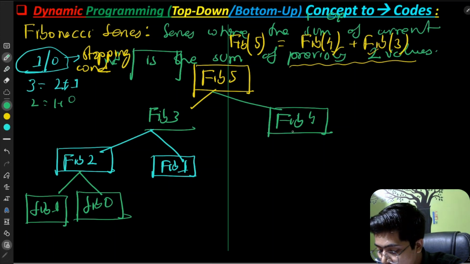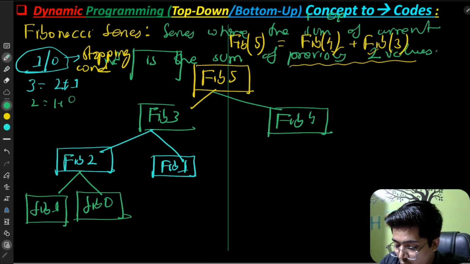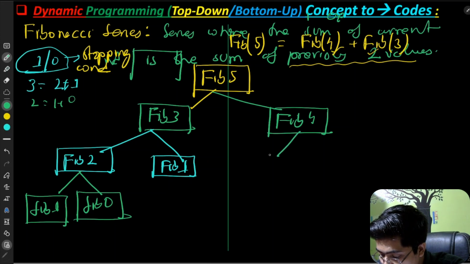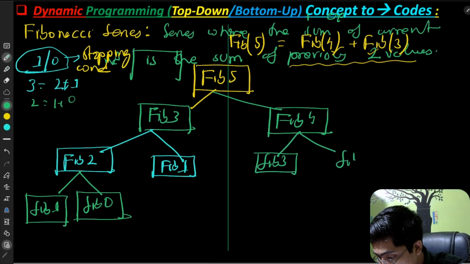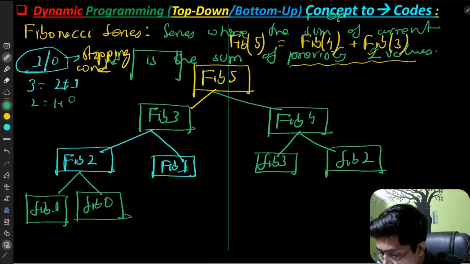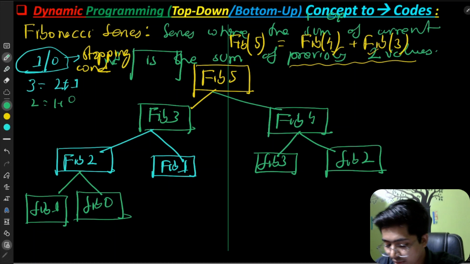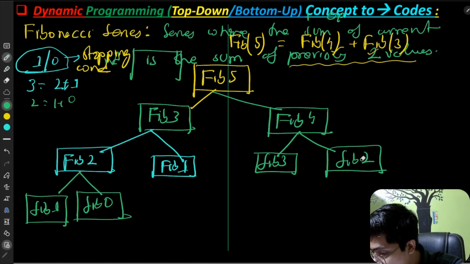Now we'll be breaking this Fibonacci of 4. The previous two values of 4 are what? 3 and 2. So it is Fibonacci of 3 plus Fibonacci of 2. Now we again divide this Fibonacci of 3. It would be better if we write it like this: Fibonacci of 2 on this side, Fibonacci of 3 on the other.